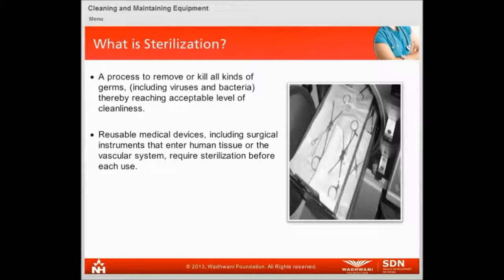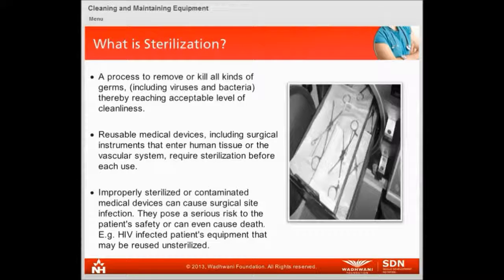Reusable medical devices, including surgical instruments that enter the human tissue or the vascular system, require sterilization before each use. Improperly sterilized or contaminated medical devices can cause surgical site infection. They pose a serious risk to the patient's safety or can even cause death. For example, HIV-infected patients' equipment that may be reused, unsterilized.